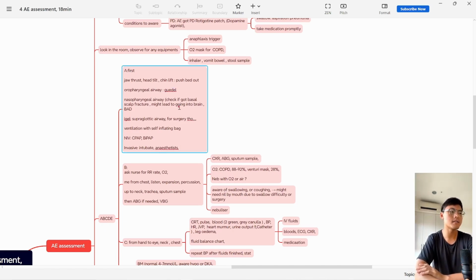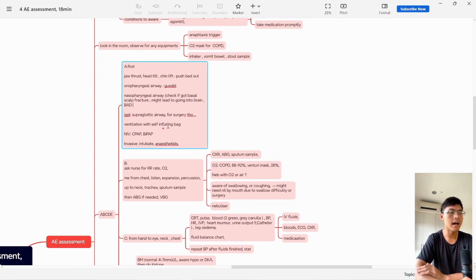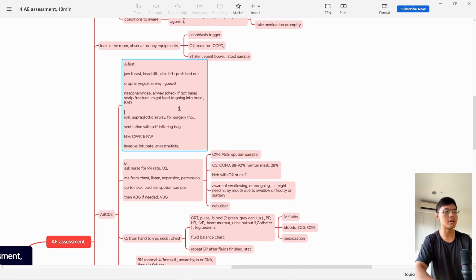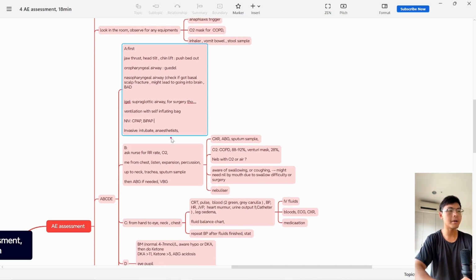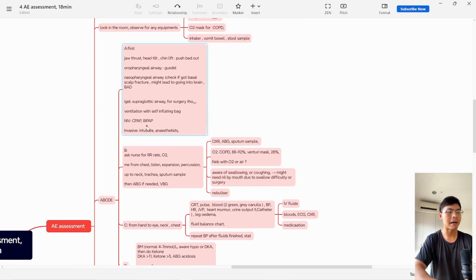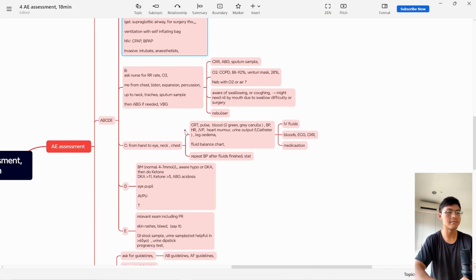Oropharyngeal airways and nasopharyngeal airways are some options you can have. iGel is not really helpful because it's mainly for surgeries. And the bag is called ventilation with self-inflating bags. Every time I keep doing this to the nurse, I can't remember what bag it was. So it's called a self-inflating bag, okay? Airway escalation plan is CPAP, BiPAP if the oxygen doesn't work anymore, so the normal mask doesn't work anymore. And the next step forward is asking the anesthetist to be involved in intubation.